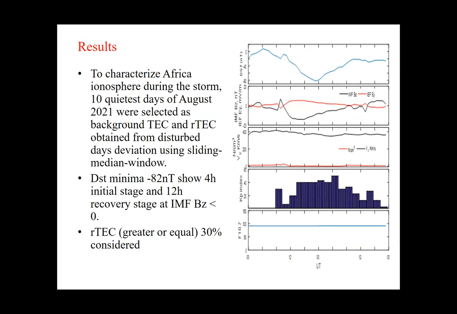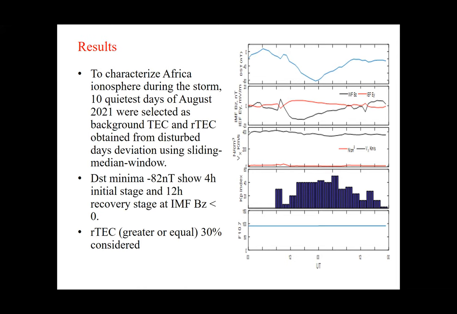Next slide, thanks. So these are the results. To characterize the African ionosphere during this storm, as I have explained, we made use of the 10 quietest days. Basically, that is the method. Some other persons might use a 15-day sliding window, that is 7 days before the main day, that is the storm or disturbed day, and then 7 days after. But here we made use of the quiet days, and then we used the sliding window of these quiet days in order to characterize the ROTEC.